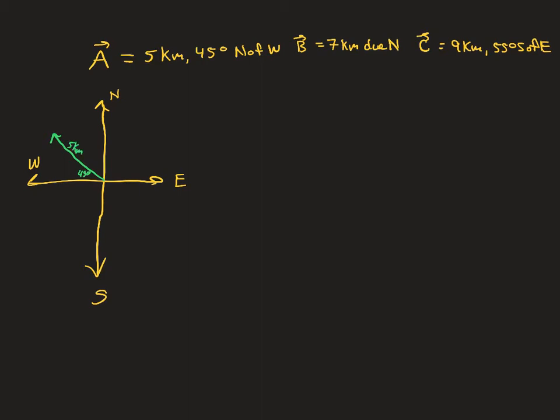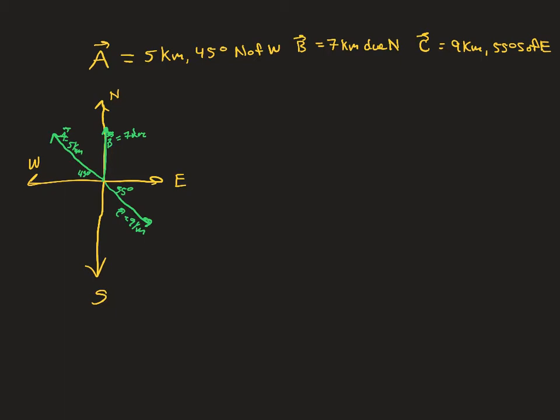Vector B is due north. So that's just north here. So this is vector B. And then vector C here is south of east. So I'm going to point east and sweep south. So 9 kilometers. And this is the 55 degrees in here. So you always point in the direction of the second letter and sweep in the direction of the first.